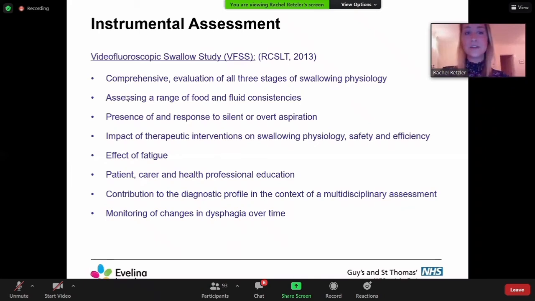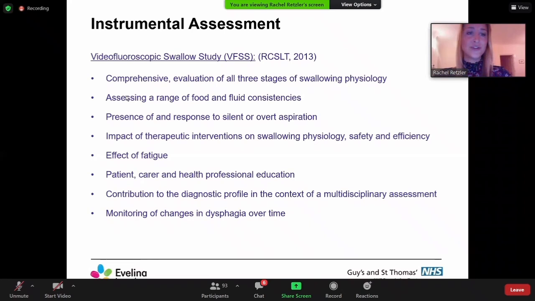This assessment assesses a range of food and fluid consistencies. We're looking for the presence of and response to silent or overt aspiration. We're looking at the impact of therapeutic interventions on the swallow physiology, safety, and efficiency during the study, and the effect of fatigue as well. We can fatigue children in between screenings if we need to see if that impacts their swallow safety. The patient, carers and health professionals get good education with VF findings.